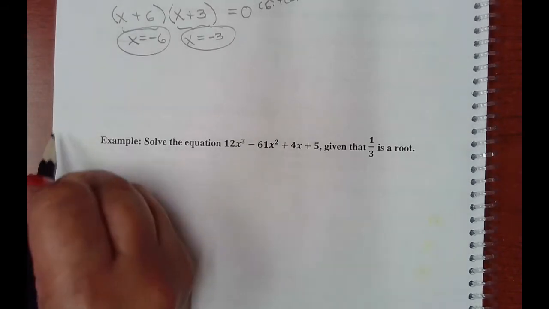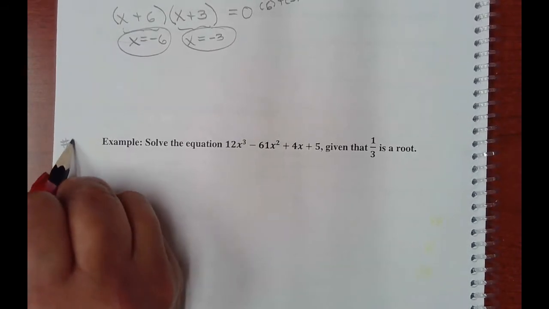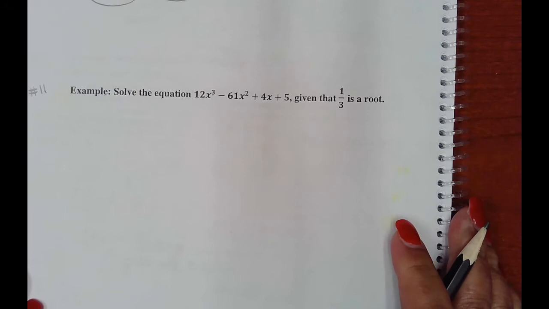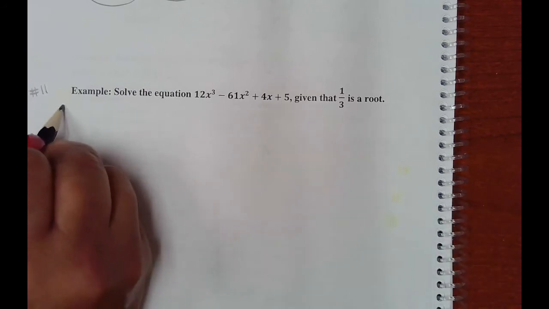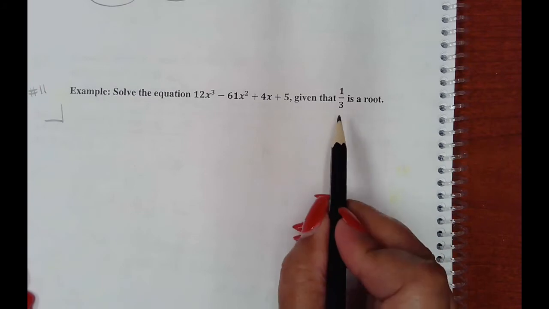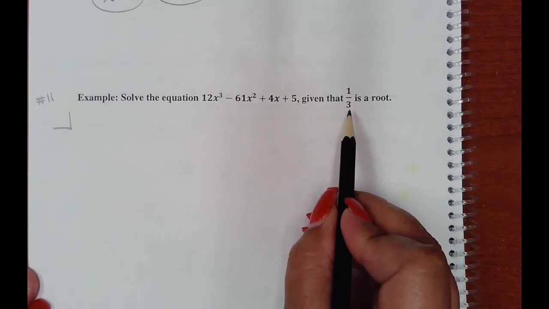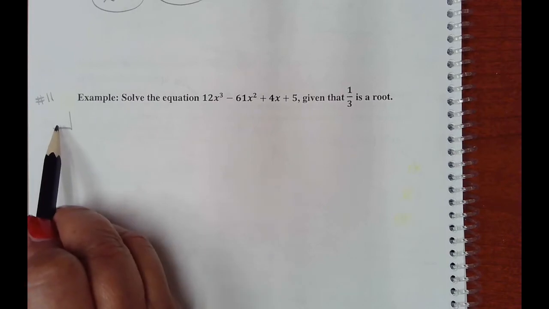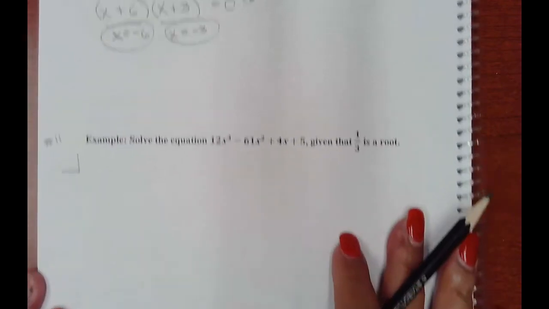Okay, last problem. This would be number 11. Solve the equation 2x cubed minus 61x squared plus 4x plus 5, given that 1/3 is a root. So just another one with a fraction. Now notice that this one, again, makes a distinction between when to switch the sign before you deliver it to this box and when to leave it alone.